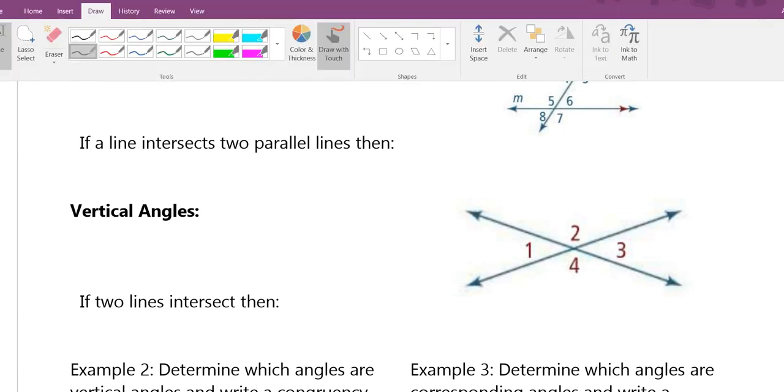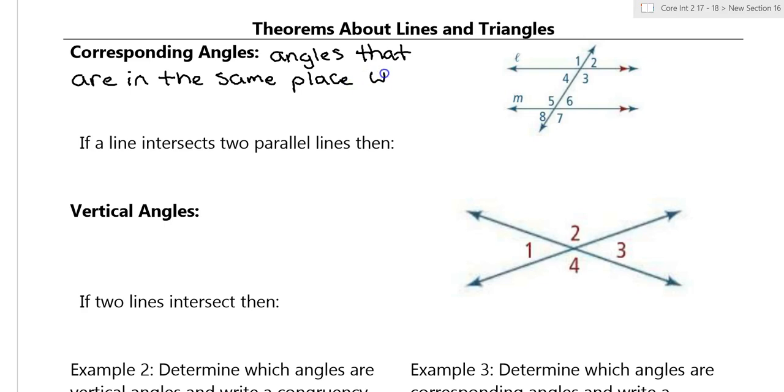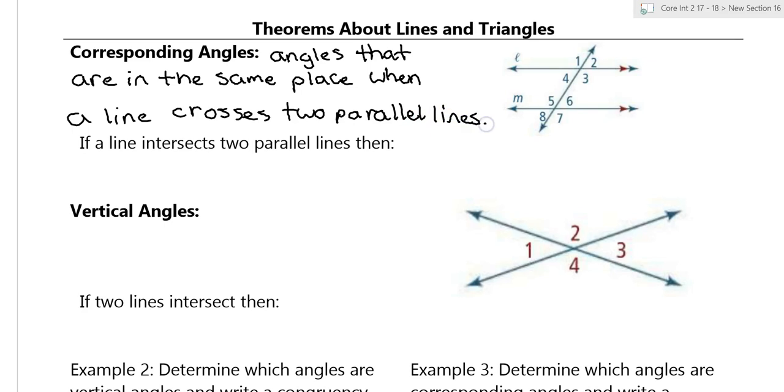So, corresponding angles, we say, corresponding angles are angles that are in the same place when a line crosses 2 parallel lines. Okay, so their angles are in the same place when a line crosses 2 parallel lines.